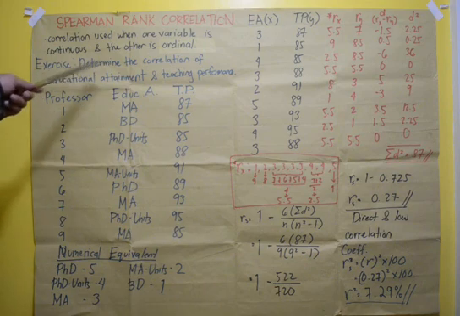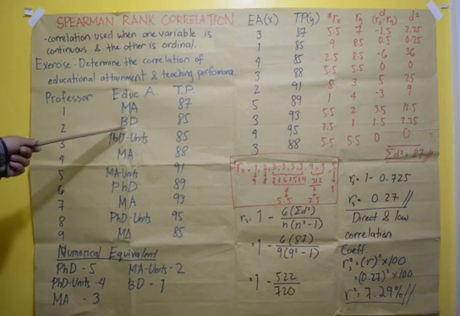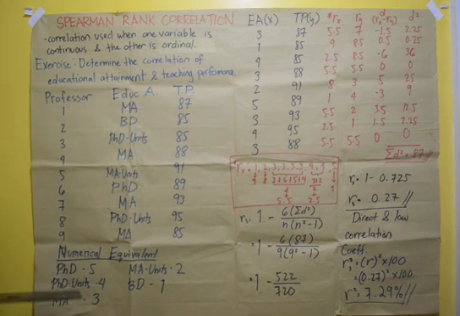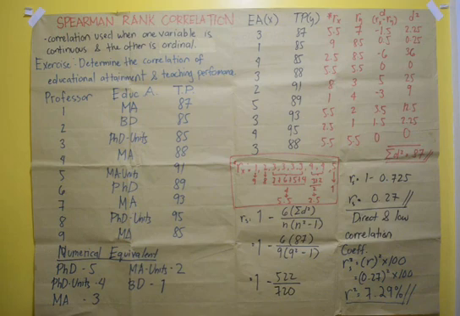So let's go into this exercise: determine the correlation of educational attainment and teaching performance. One way to identify educational attainment is what program they finished. So we have MA, BD stands for bachelor's degree, PhD stands for doctor of philosophy, etc. Basta ganun yung levels nila, no? Now, this is considered ordinal because there can be a range of movement. Technically, bachelor's degree is the lowest and PhD has the highest.